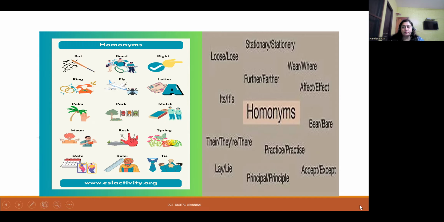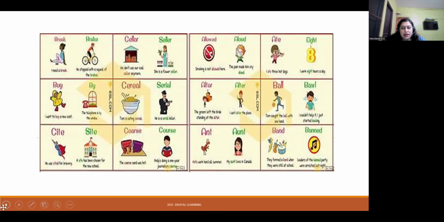Cellar, in one meaning, refers to the place where a person is imprisoned, and in the other meaning, seller, it refers to a person selling something. Cereal, the one that you eat, and the other, serial, when things happen repeatedly. Course, the pronunciation of both is the same. One refers to something very rough, coarse, and the other, course, is a program.